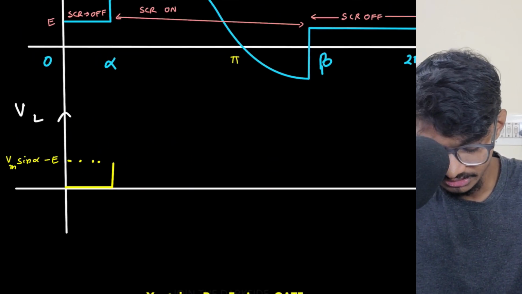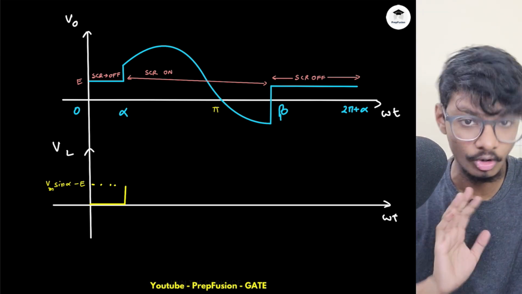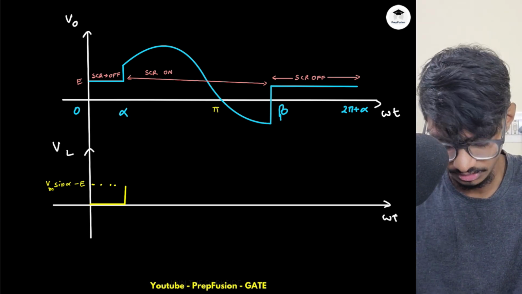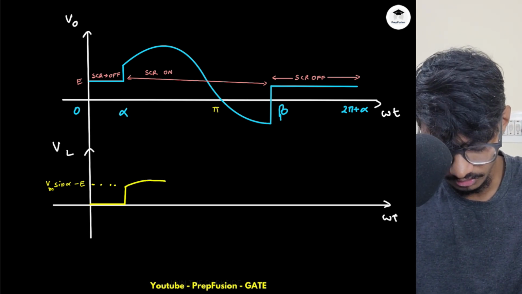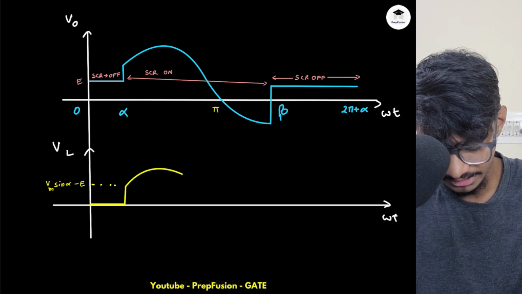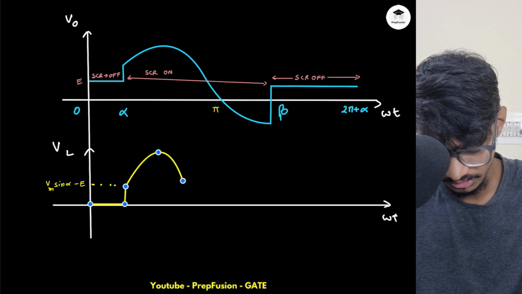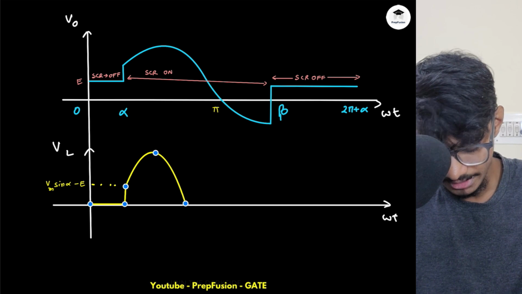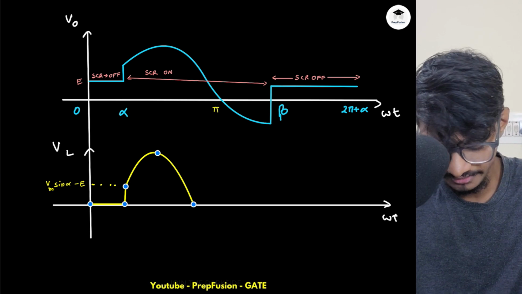And after this, the inductor voltage will be some non-linear function. I don't know exactly what this will be, but it will definitely not be sinusoidal. Then some value before, what value will this be? This value will be pi minus theta.